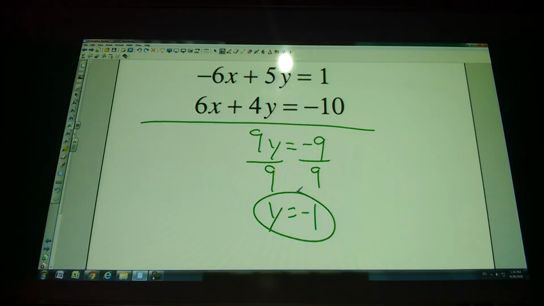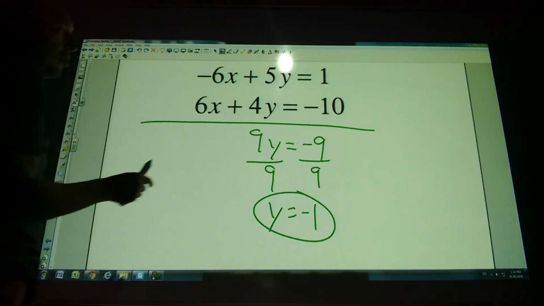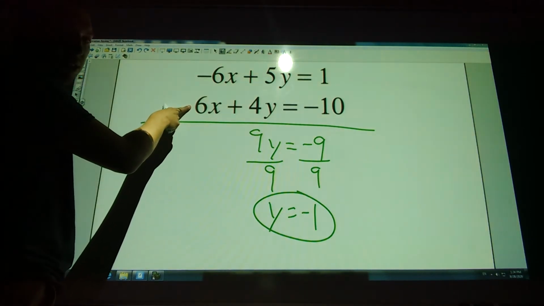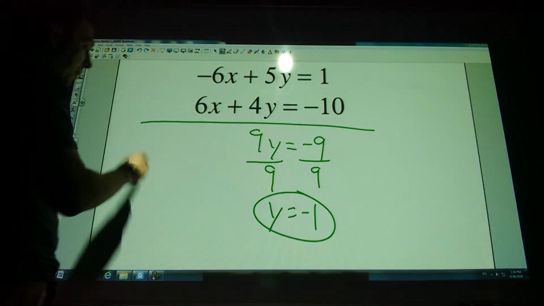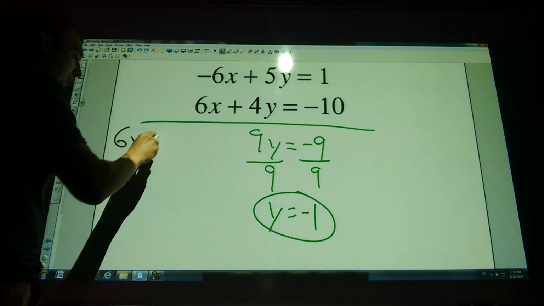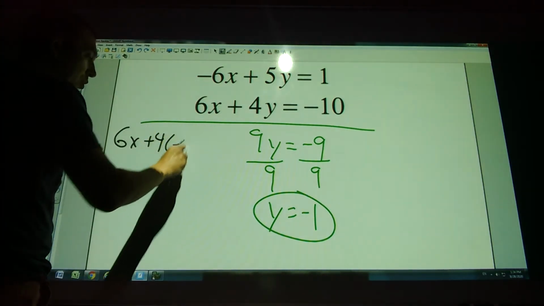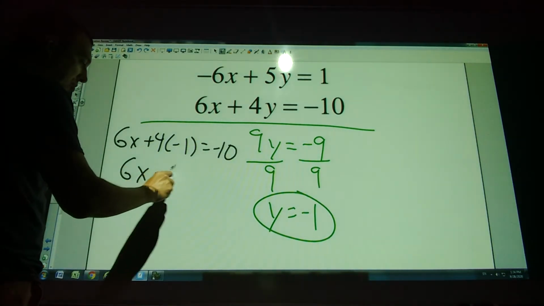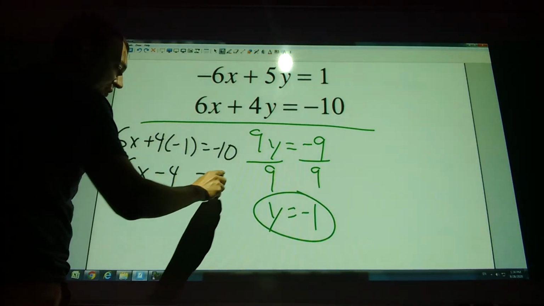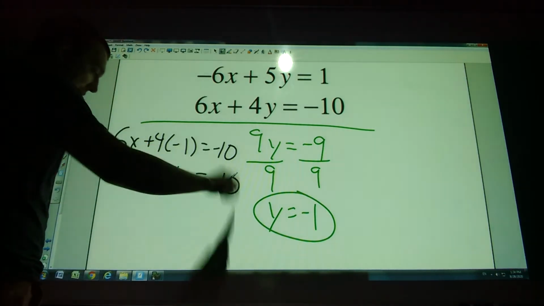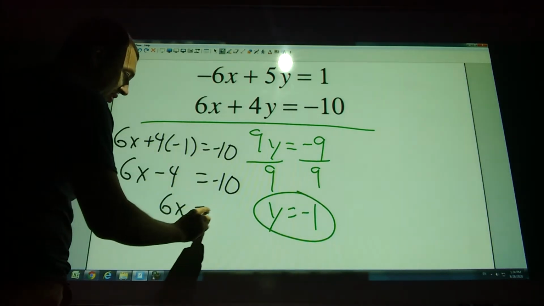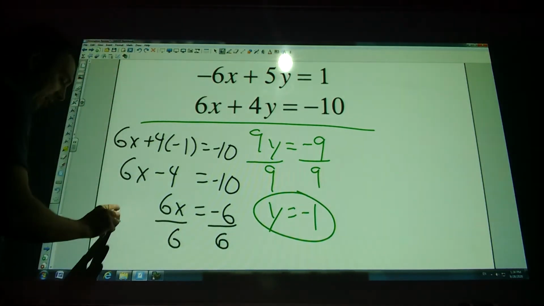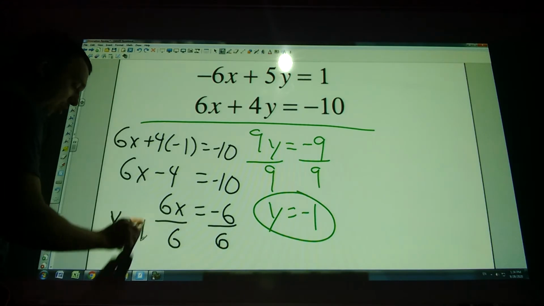Hopefully you did not stop right there. We got to solve for x. So where do I want to plug it into? Let's just choose this one. It doesn't matter. If you chose this one, we should get the same answer. 6x plus 4 times negative 1 equals negative 10. 6x minus 4 times negative 1 equals negative 10. Add 4, so 6x equals negative 6. Divide by 6. And x turns out to be negative 1 as well.